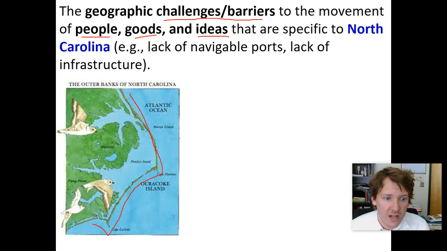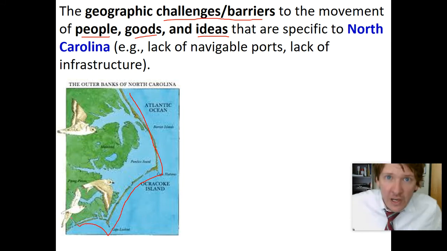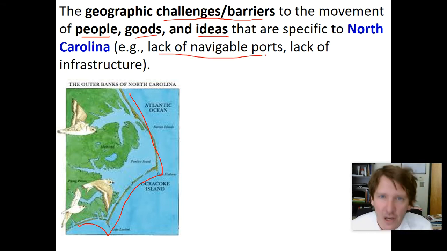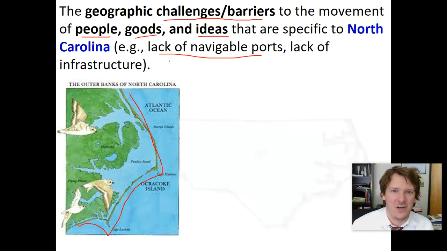It's strange to think that the history, hundreds of years of North Carolina, and the development of people and the ideas and thoughts and practices are not affected necessarily by the people. It's not necessarily affected by God. It's affected by this outer barrier, a barrier that prevents the movement of people, goods, and ideas. It creates a lack of navigable ports or a lack of infrastructure.